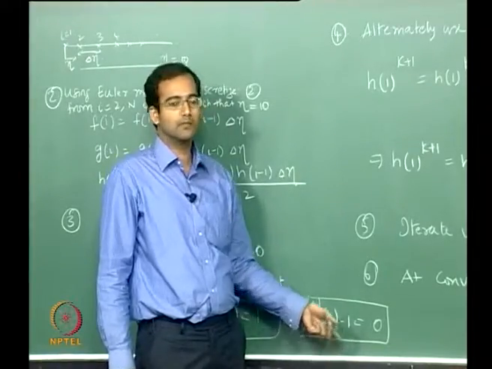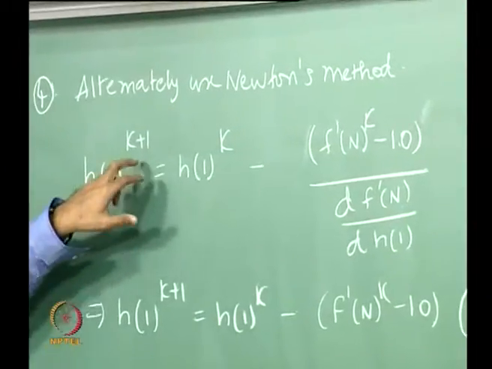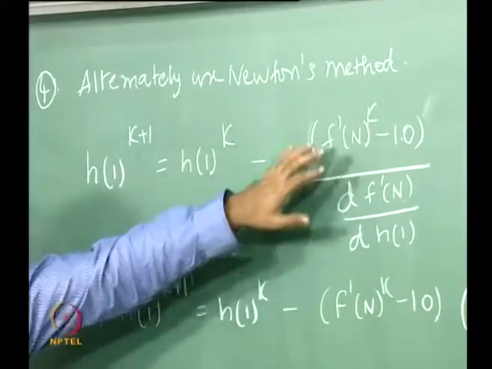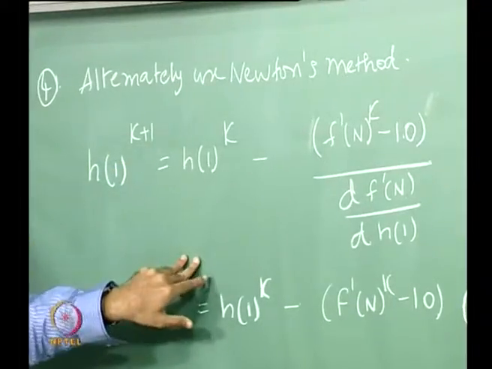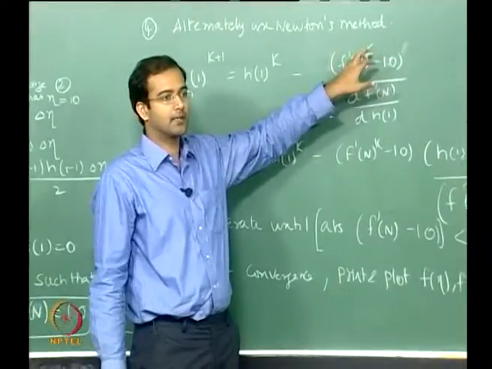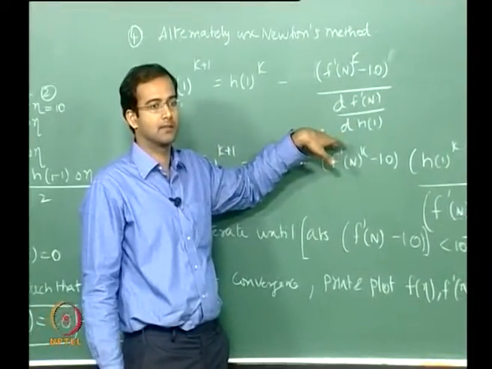So what does the Newton-Raphson method say? You can choose a guess value such that the guess value is coming out of this particular equation, which is h1 of k+1 equals h1 of k minus f of x by f prime of x.